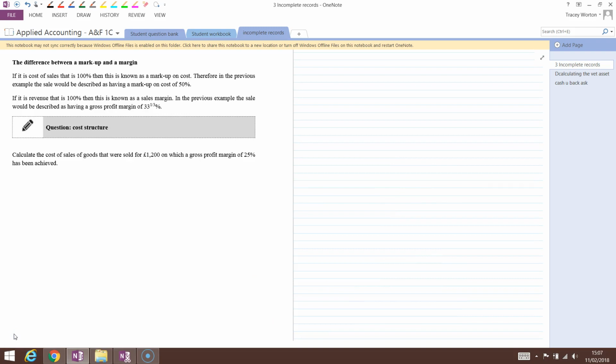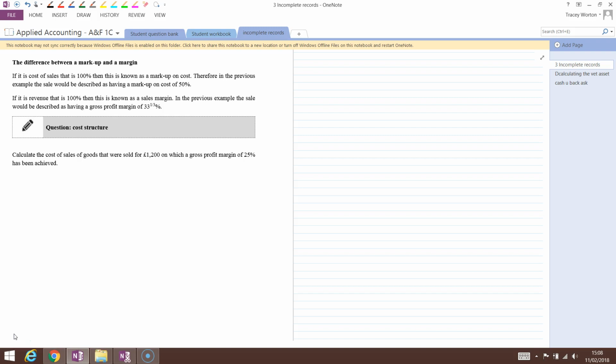So the difference between a markup and a margin, so if the cost of sales is 100%, then this is known as a markup on cost. Therefore, in our previous example above, the sale would be described as having a markup on cost of 50%. If it's the revenue that is 100%, then this is known as a sales margin. And again, in the previous example above, the sales would be described as having a gross profit margin of 33.33%. So markup is on cost and a margin is on sales.